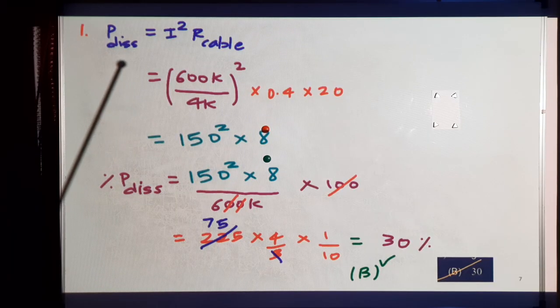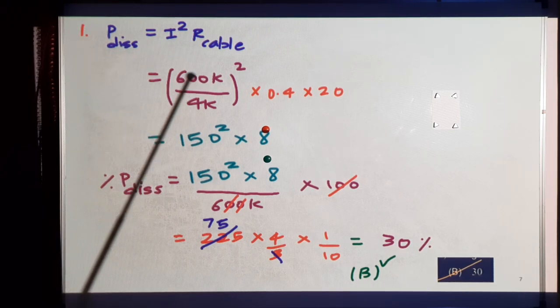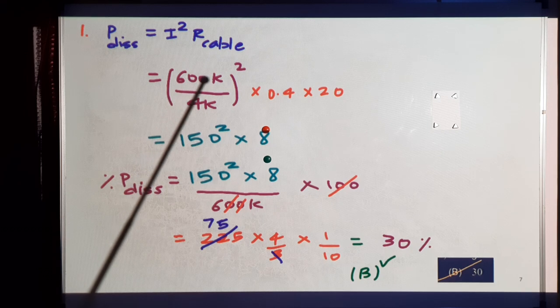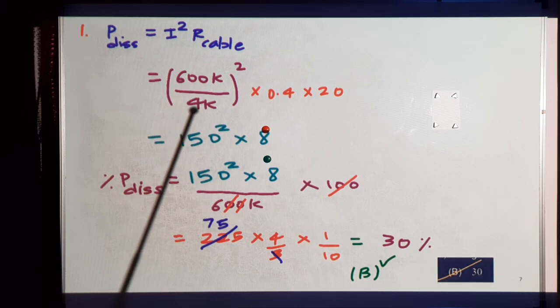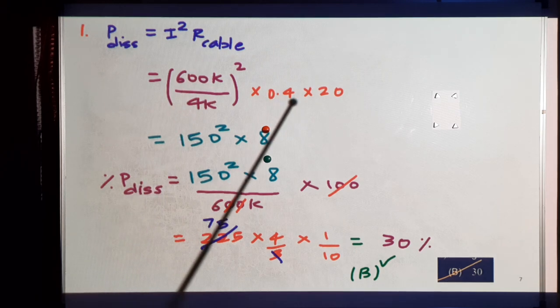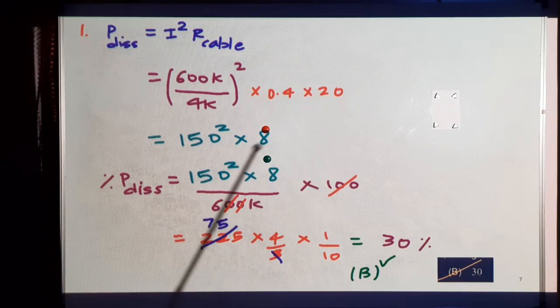So this would explain here. You have to find the power dissipated in the transmission cable. In the first case, with I squared R, I we can get from the rating of the plant, which is 600 kilowatt, and the voltage rating is 4000 volts, it's 4K. This is the current. The resistance of the cable is 0.4 ohms per kilometer, and the distance of the plant to the consumer is 20 kilometers. So this is the total resistance. So this is the total power dissipated. What you have to find is the percentage dissipation. So we have the input power 600K into 100 in terms of percentage. That will be 30%.